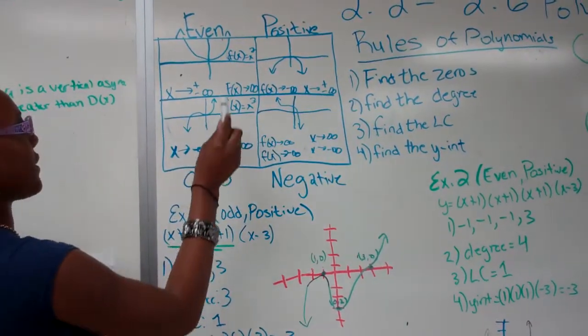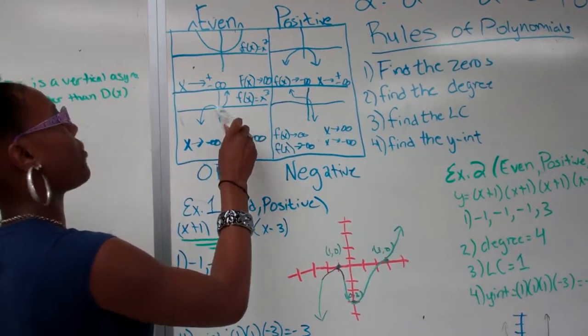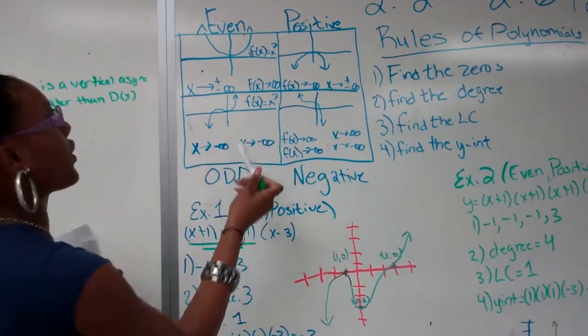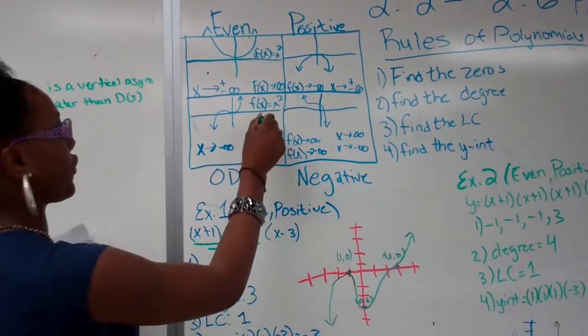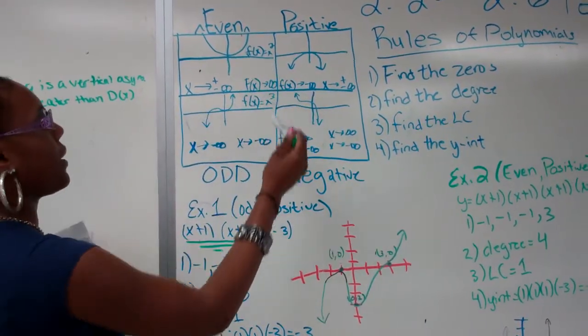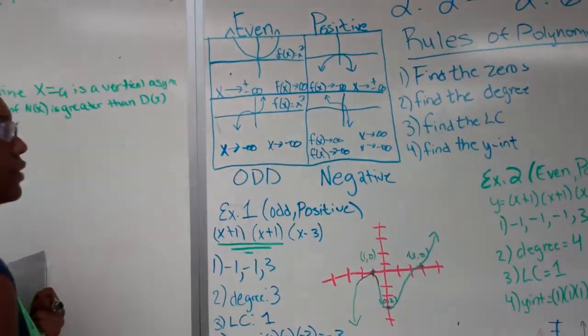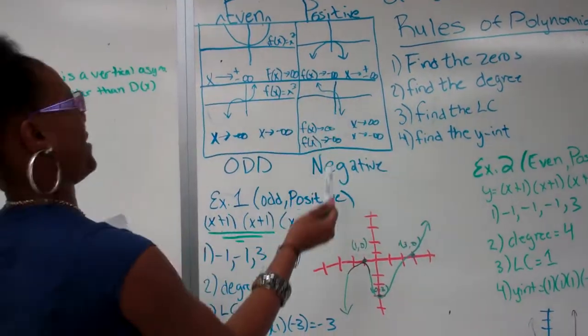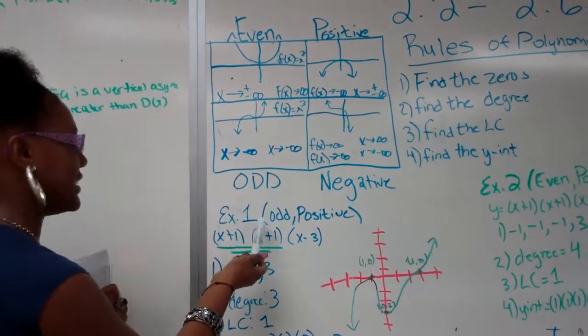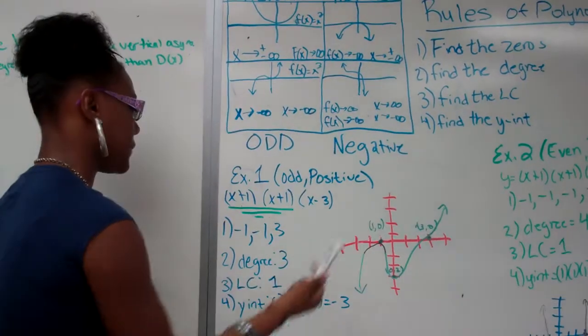And then if it's a polynomial with an odd degree of 3 or greater, then it'll go this way. But if it's negative, it'll go the opposite way. And we'll just start out with an example of an odd and positive one.